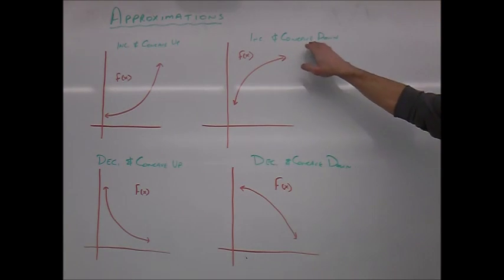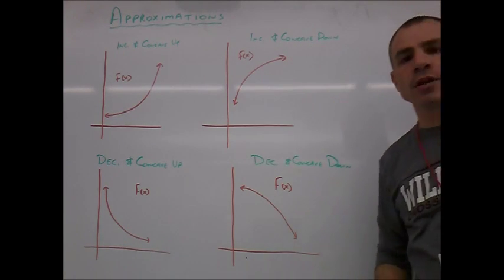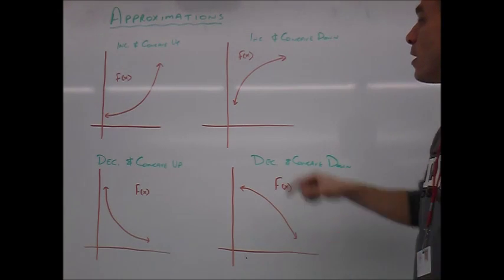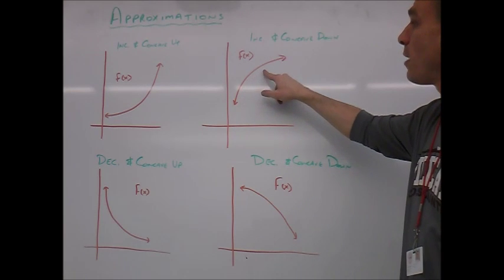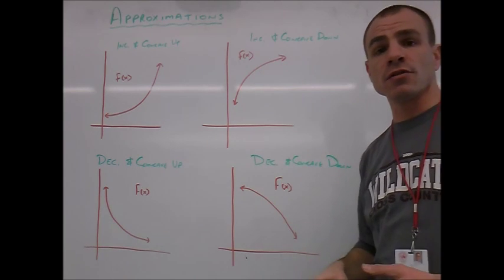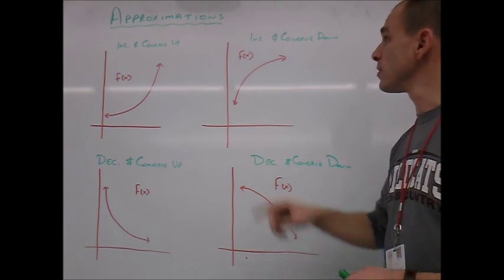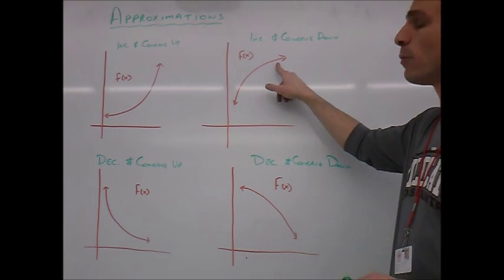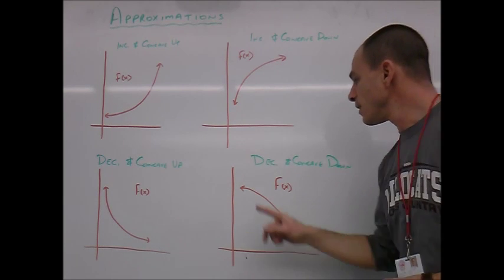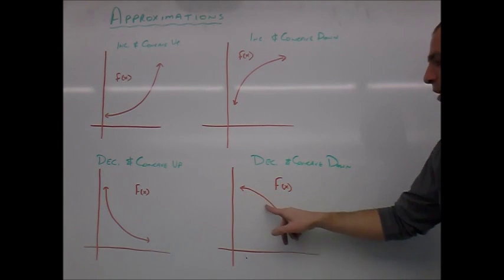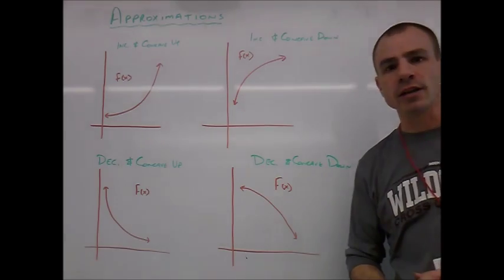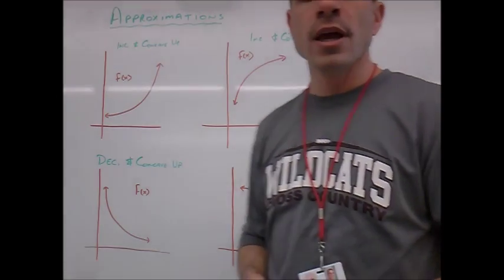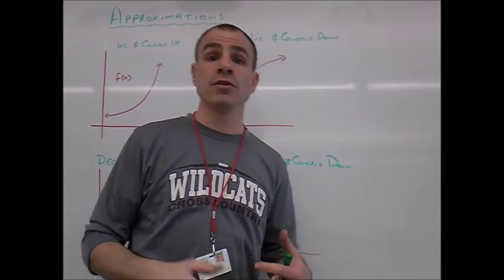If we're looking at increasing and concave down, now we're looking at some kind of logarithmic growth. All right, so our function is going up, obviously, but the rate at which it's increasing is, in fact, decreasing. So it's increasing and concave down. I'm looking for you to have drawn something like this. And then decreasing and concave down would be that section right there. So that's your setup.